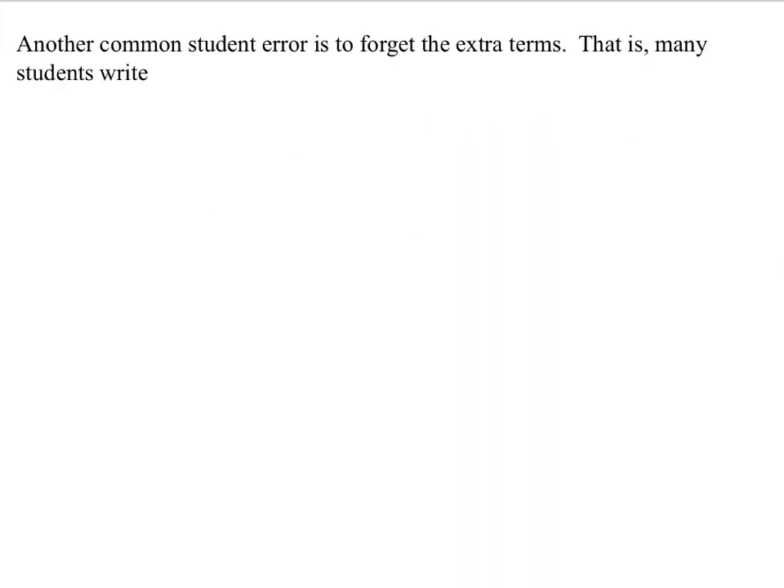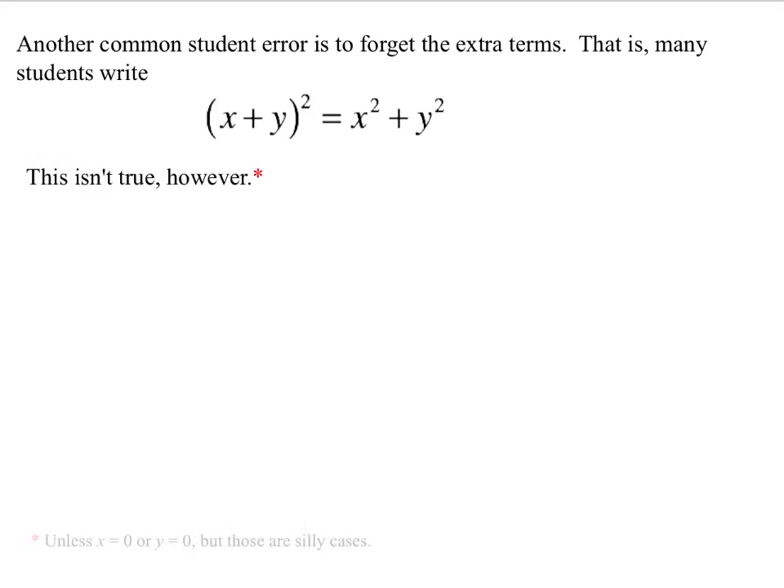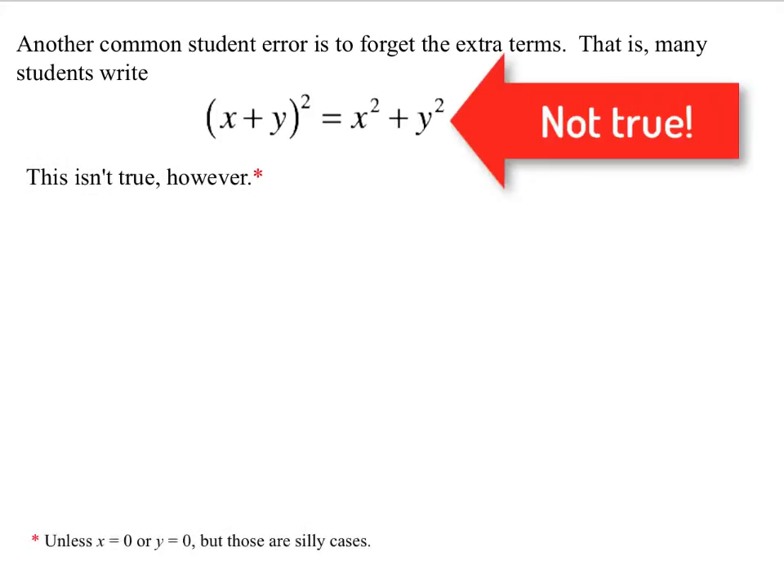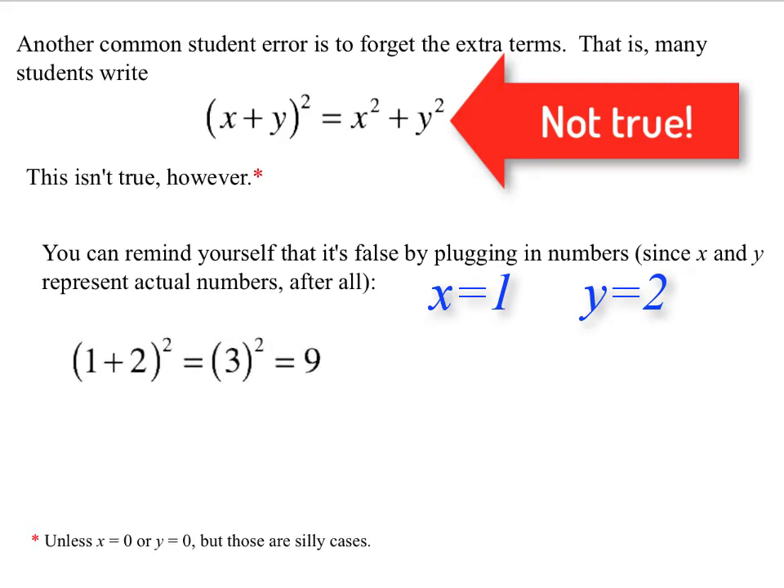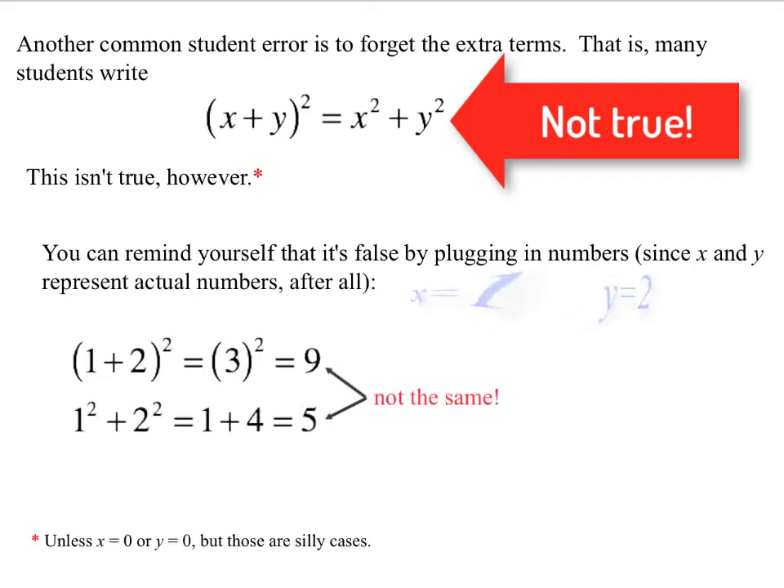An additional common student error is to forget the extra terms. That is, many students will write that x plus y quantity squared is x squared plus y squared. They just apply the square to each term, but this is not true. You can remind yourself that it's false by plugging in numbers, since x and y are actually just actual numbers. For instance, 1 for x and 2 for y. 1 plus 2 all squared is the same as 3 squared, which is 9. But 1 squared plus 2 squared is 1 plus 4, which is 5. They are not the same.